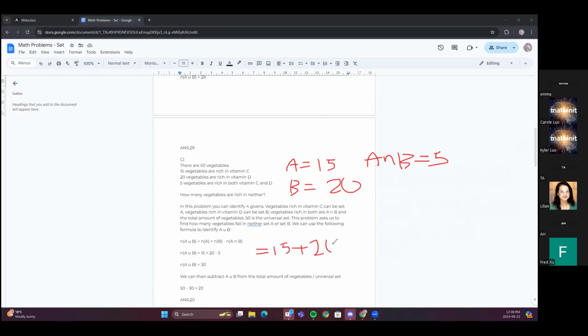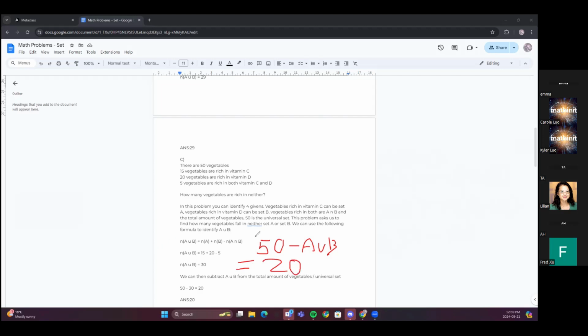15 plus 20 minus 5 is equal to 30. And then we subtract A union B from the total amount of vegetables, or universal set, which is equal to 20. So there are 20 vegetables that are not rich in vitamin C or vitamin D. Are there any questions? Do we understand?